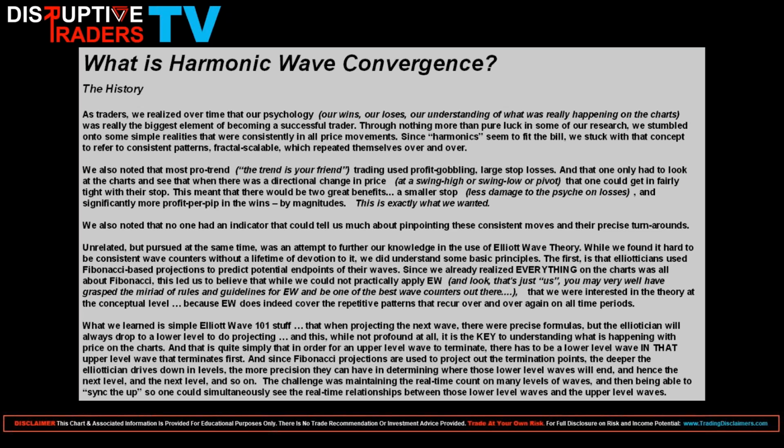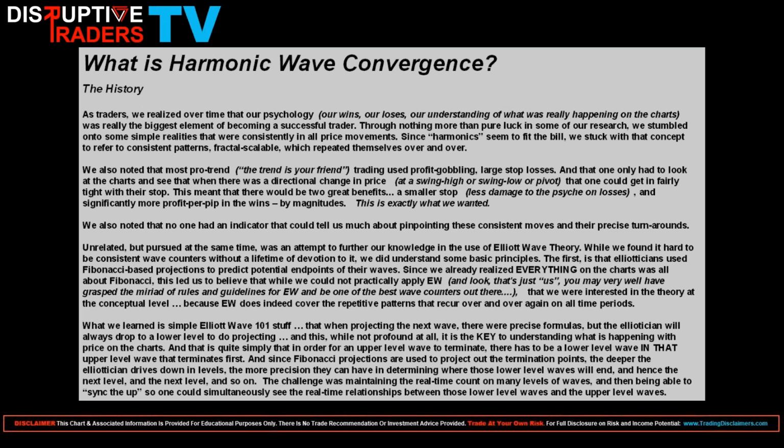We also noted that most pro-trend trading, the trend is your friend, right, uses profit-gobbling, large stop losses, and that one only had to look at the charts and see where there was a directional change in price. That one could get in fairly tight with their stop losses. This meant there would be two great benefits: a smaller stop and significantly more profit per pip in wins, by magnitudes. And that's what I was discussing with you guys earlier on that first slide.